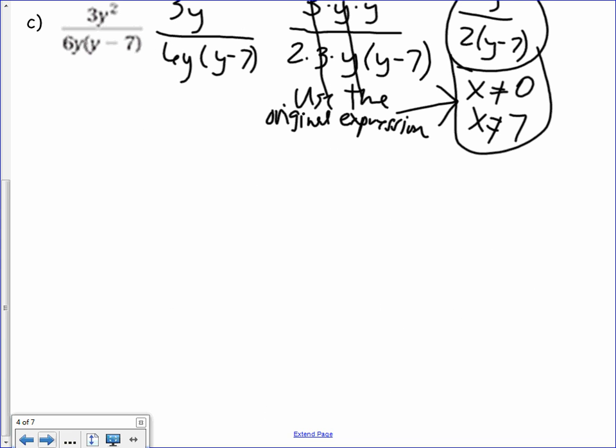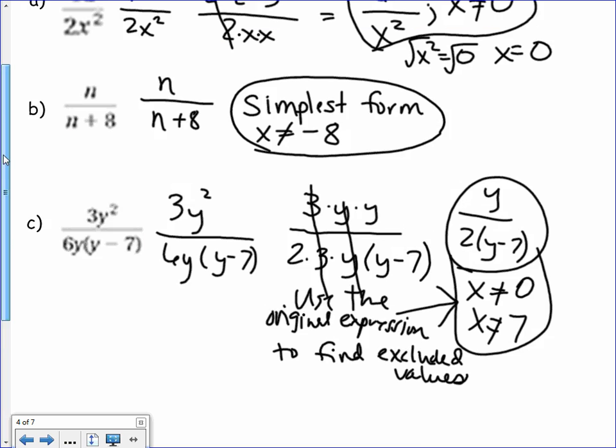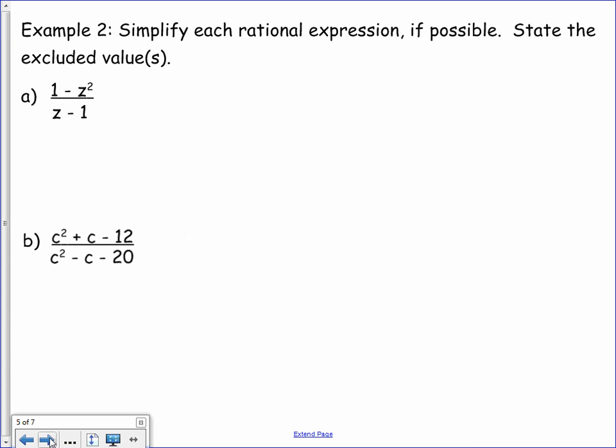To find excluded values, always use the original expression. Very good. All right, now we have example 2.